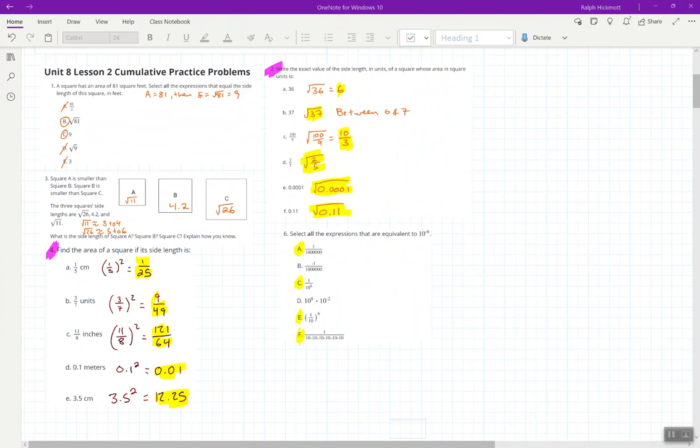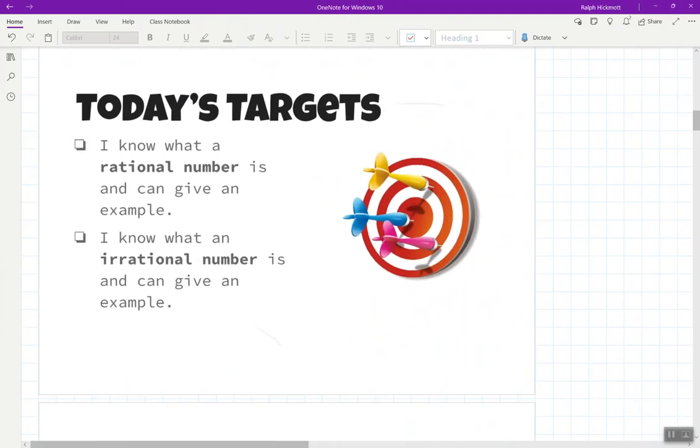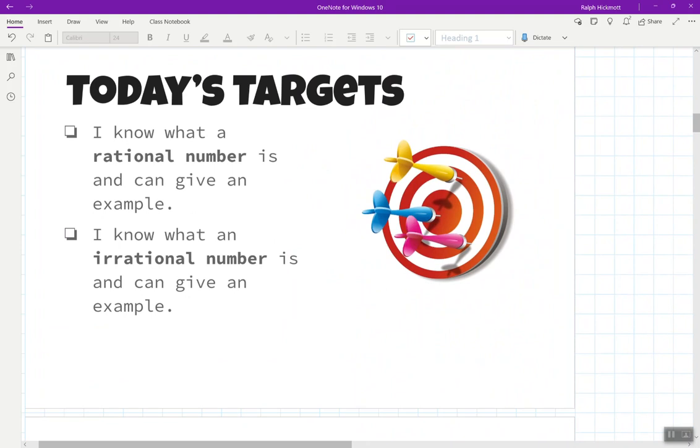You at this point should have your workbook open to page 116. We're going into lesson 3 with a little bit of lesson 14 combined. While you do that, read or listen to the targets that we're going to discuss. By the end of this lesson video or lesson day, you should be able to say, yep, I know what a rational number is and can give an example. And you should be able to say, I know what an irrational number is and could give an example. So that's our targets for today.